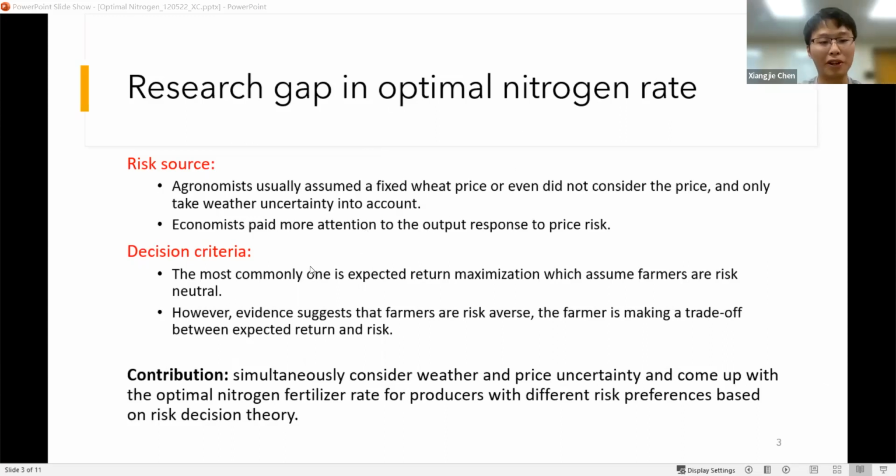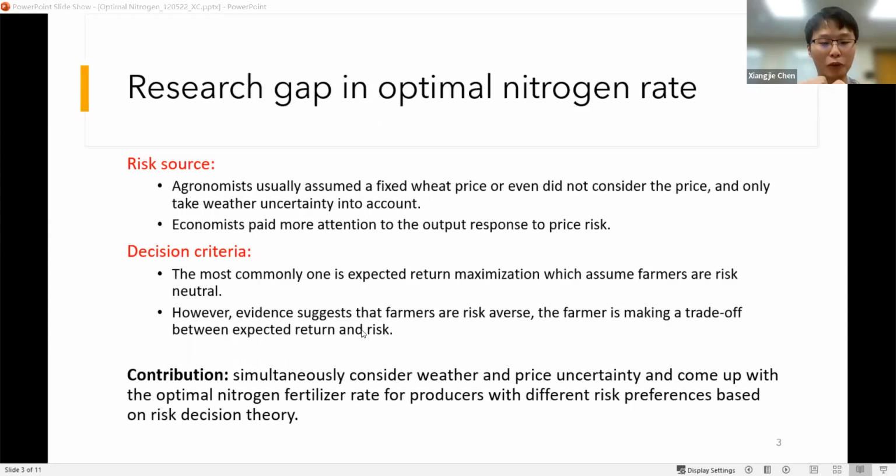Another problem is the decision criteria. The most common one in past studies is expected return maximization. That means the farmer is risk neutral. They don't care how much risk they need to bear, and only consider maximizing their profit. But there is a lot of evidence from economic studies that farmers are risk averse. That means they actually make a trade-off between the return and the risk.